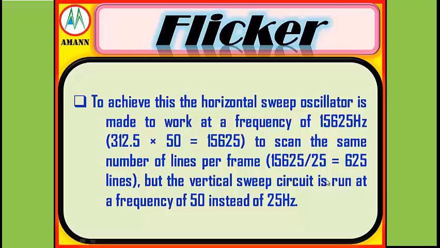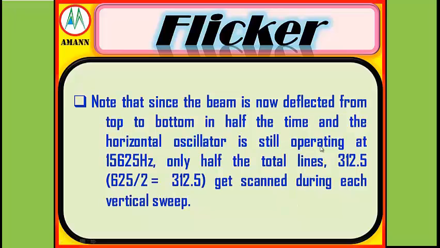To scan the same number of lines per frame, 15,625 over 25 is equal to 625 lines. But the vertical sweep circuit is run at a frequency of 50 instead of 25 Hz.